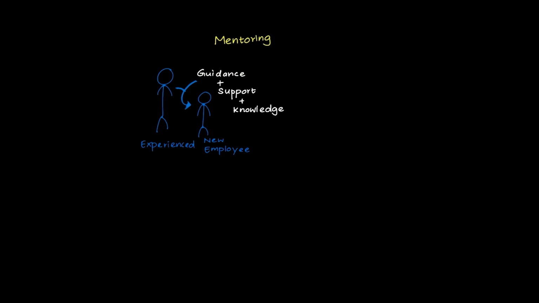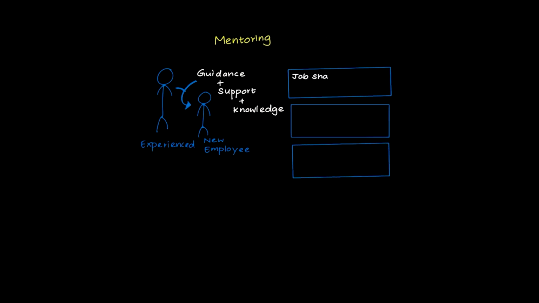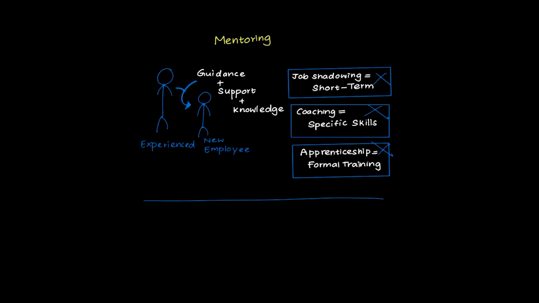Mentoring is the long-term developmental relationship where experienced employees guide newer ones through career challenges. It's about professional growth, advice, support and knowledge transfer over an extended period. Job shadowing is short-term observation, not ongoing guidance. Coaching focuses on specific skill improvement for performance, not broad career development. Apprenticeship is formal training combining classroom and hands-on learning, structured differently than mentoring relationships. Mentoring is the ongoing, career-focused guidance relationship.